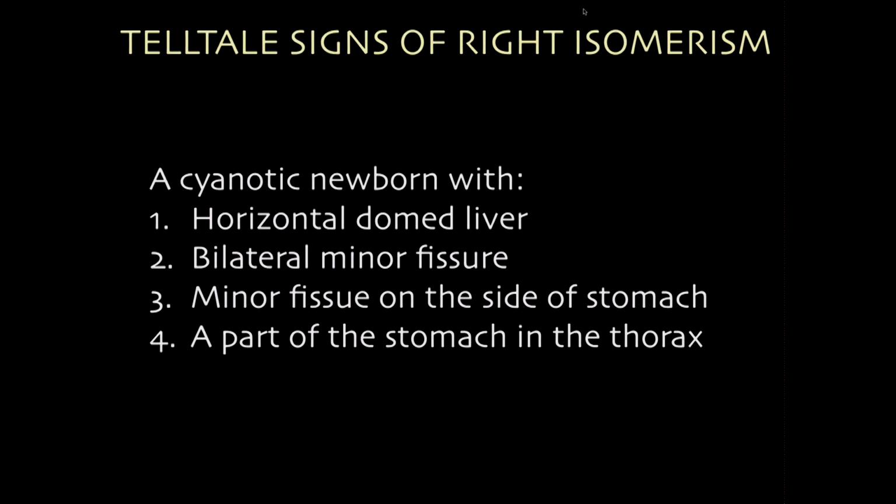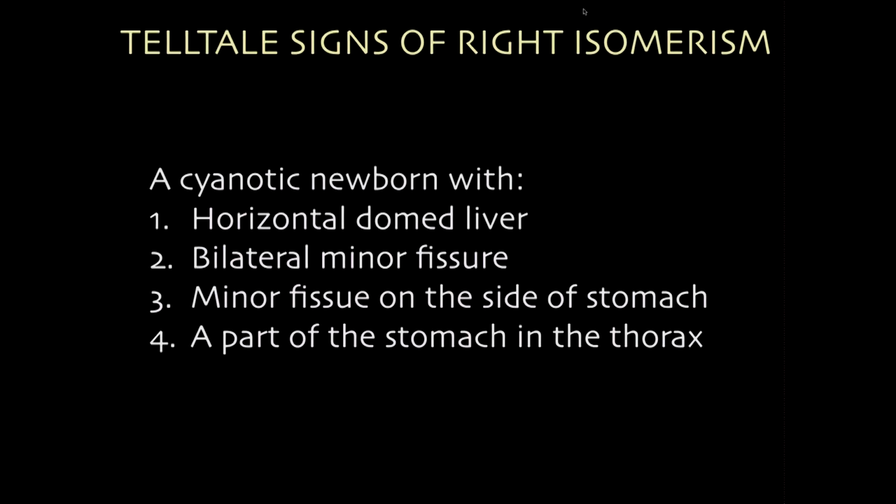So in situs solitus, you have a minor fissure on the right side. The stomach should be on the left side, correct? So the minor fissure and stomach are on opposite sides. In situs inversus, you should have your minor fissure on the left side, but the stomach should be on the right side. If you have left isomerism, you can't have minor fissures on either side. So therefore, this is a very subtle finding.